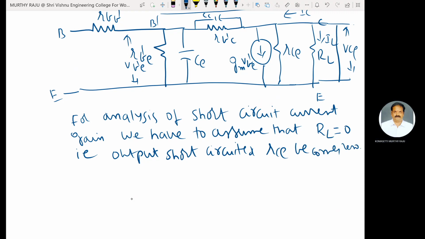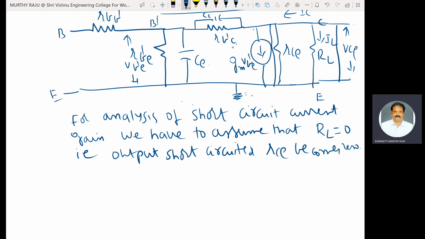RCE becomes zero. RB'E, CE and CC capacitors are connected in parallel. Since the output terminal is shorted, the collector terminal is connected to the emitter terminal, that is ground. Therefore, RB'C is connected between B' and ground, and CC is also connected between B' and ground. Therefore, RB'C, CE, and CC are connected in parallel.